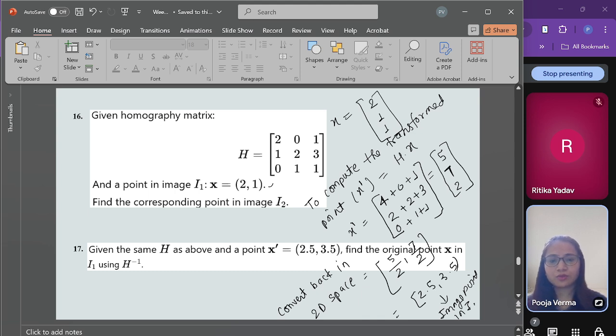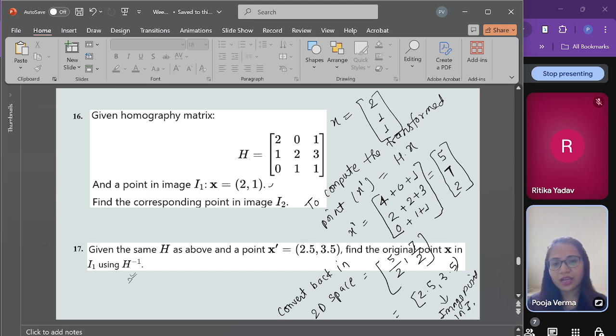Okay. So have you understood this question? Now, the 17th question is also based on that. So, given the same homography matrix H as above, and the point X prime we have got, 2.5 and 3.5, find the original point X in I1. Again, we have to find the original point X using the inverse homography matrix.